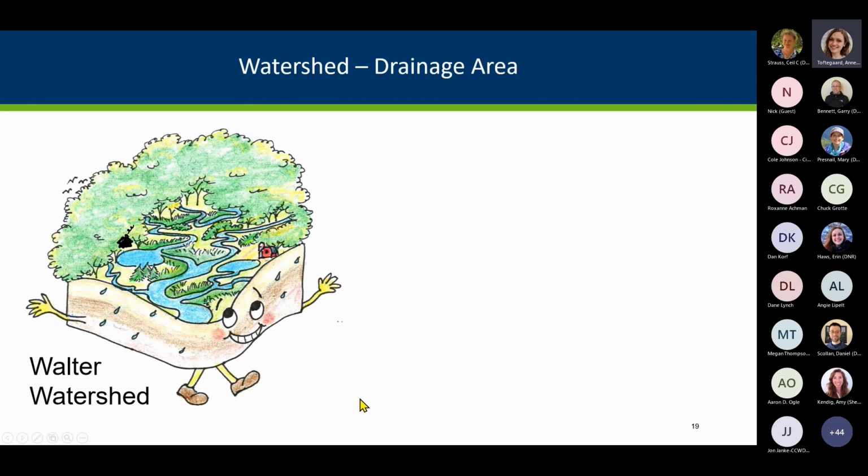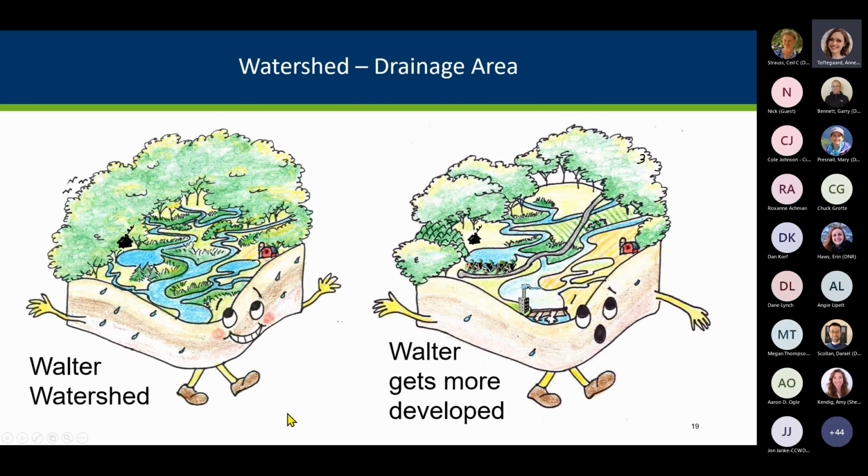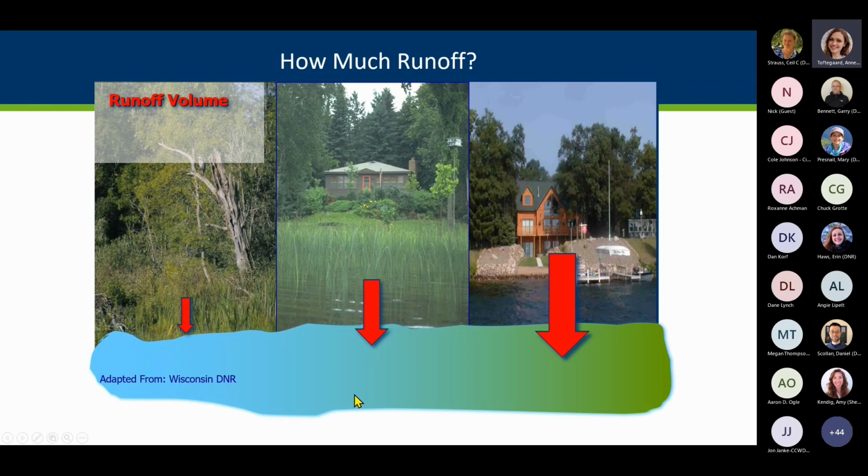In the picture, Walter the watershed is mostly undeveloped, and you can see there's just one small farm and what looks like a black log cabin. And let's take a look at what happens when Walter gets more developed. In the picture on the right, you can see there's a housing development that's moved in. There's a factory, a road, and some agriculture has moved into Walter's landscape. As the landscape changes in Walter's watershed, that will have an effect on how much water gets into the system, into the stream. And in general, more development means more runoff. Here's another example of that.